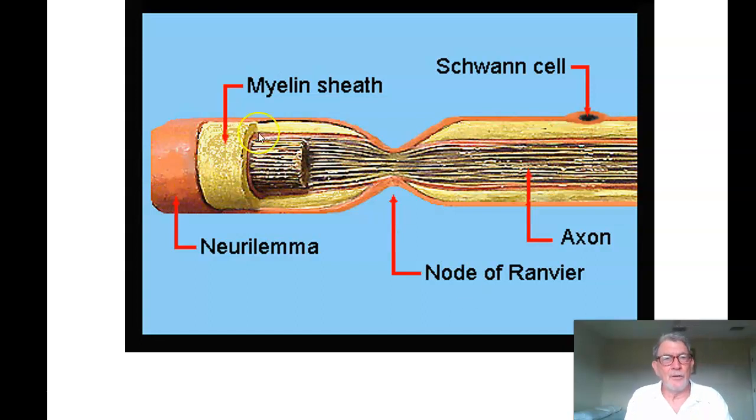Here we have the myelin sheath with the Schwann cell. And here we have the node of Ranvier, where there's no Schwann cell, where the ions can go in and out here.